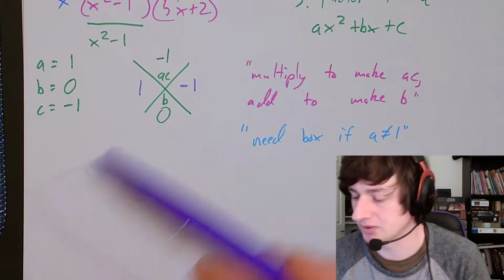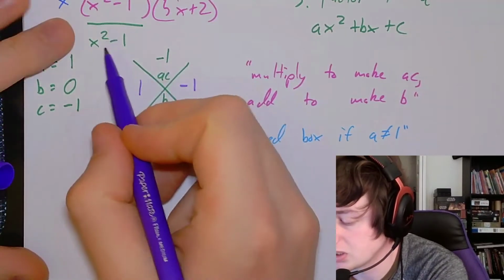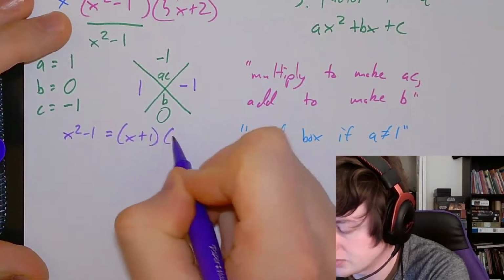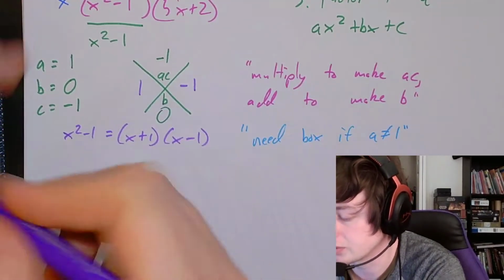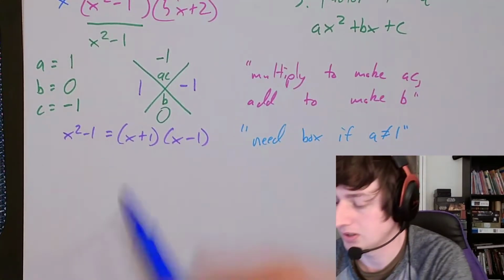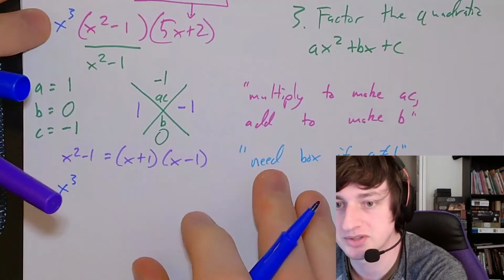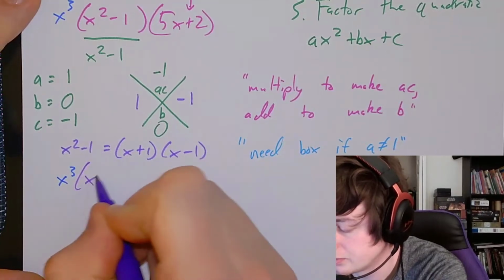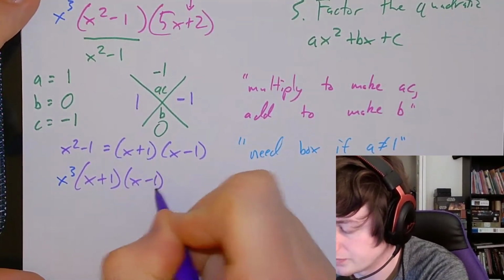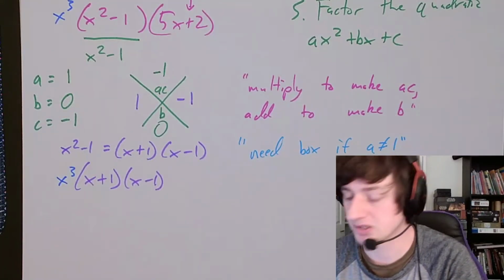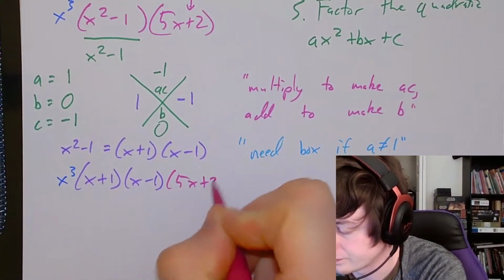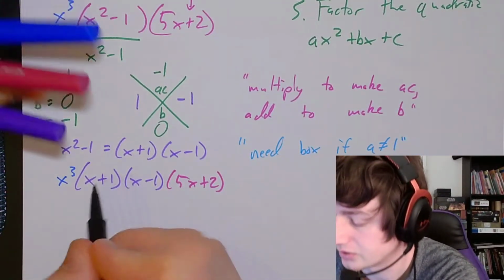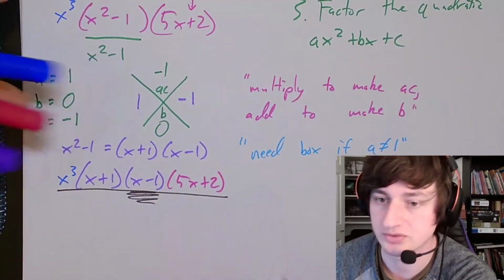So the purple numbers here, the 1 and the -1, become the multiplication. So x squared minus 1 is the same as x plus 1 times x minus 1. And so my final answer is x cubed, so that stays the same, times x plus 1 times x minus 1 times the 5x plus 2. And that right there, that is our fully factored polynomial. That's our answer.